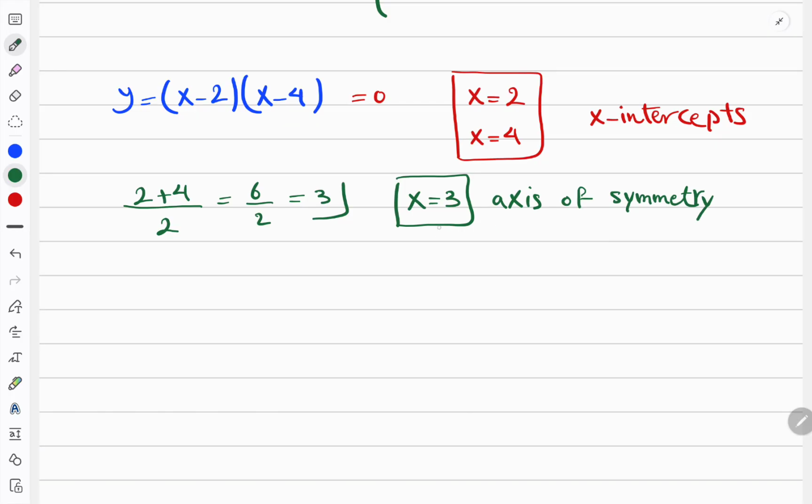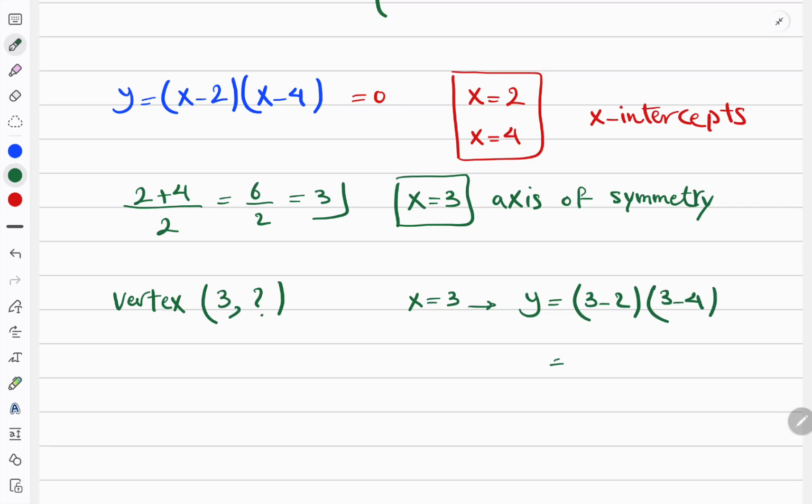And you know that this is the x-coordinate of the vertex. So for the vertex, we have 3, and now we need to find y, the y-coordinate of the vertex. So we just need to substitute 3 into the equation. Y is 3 minus 2 times 3 minus 4, which gives us 1 times negative 1, and y is negative 1. Put this here. So we found the vertex.